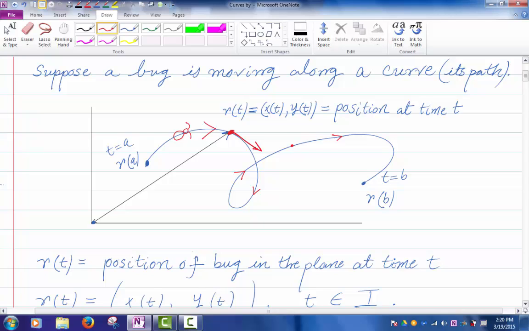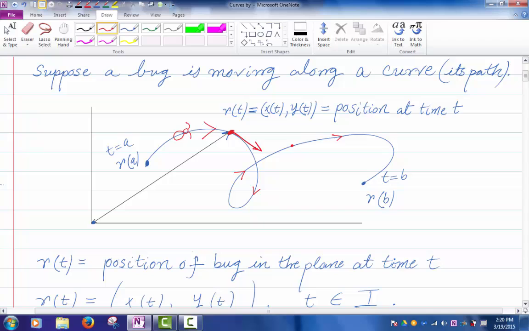Now here's the thing. What if you have a path of a moving object and you want to know the total distance covered by the object? How would you find the total distance? You're going to integrate the speed function. You're going to obtain the total distance, for example.